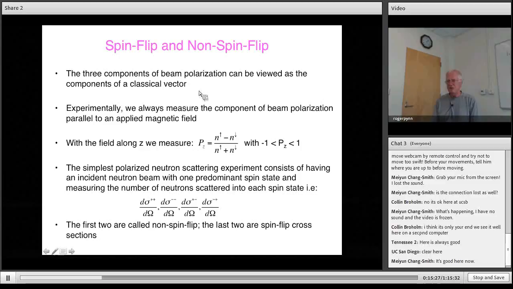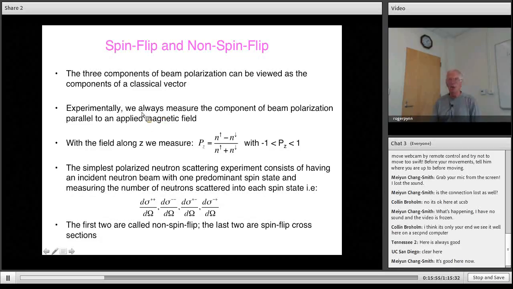So these three components of the beam polarization, notice that not the polarization of a single neutron, but the beam polarization, you can think of in terms of a classical vector. And it's often very useful to do this because you can get an image in your head as to what the polarization of the beam is doing in various situations.